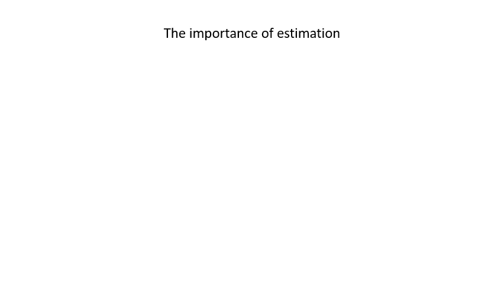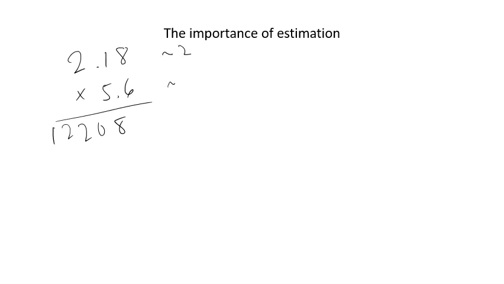We had this problem 2.18 times 5.6, and we did the problem first without any consideration for the decimal point at all, and we got 122.08, so 12,208. And then we talked about where the decimal point would go based on our idea of an estimation. And we know that this is approximately 2, we know this is approximately 5 or even 5.5. And so we know that our answer should be around that 10, 11 range.